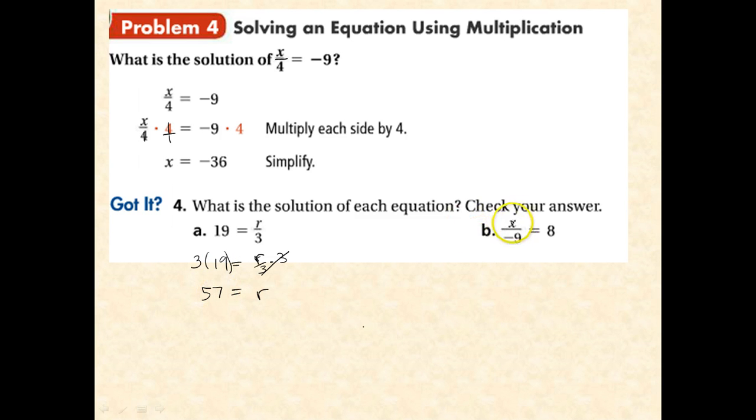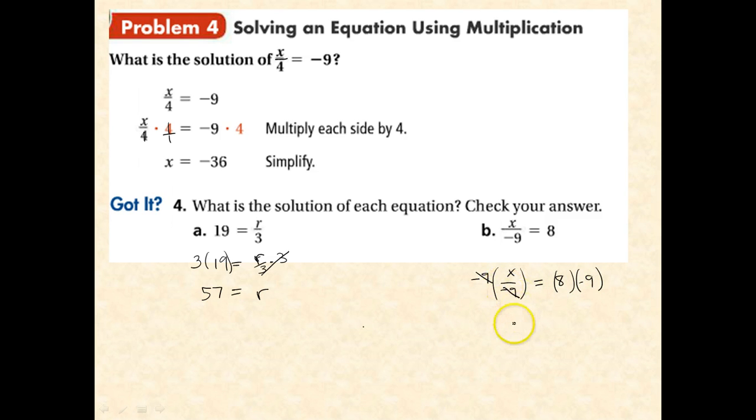And B, what's happening to my variable? It's being divided by negative 9. So what's the opposite or inverse operation of dividing by negative 9? It would be multiplying by negative 9.